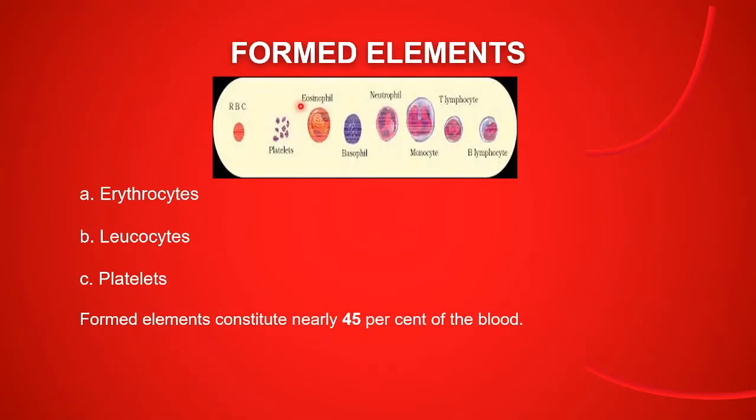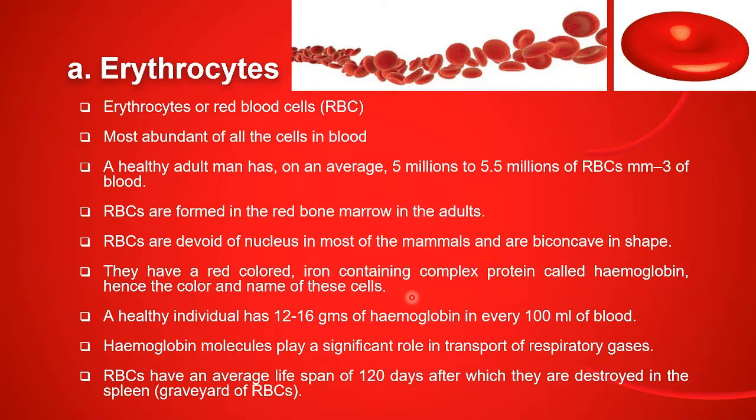Now secondly, the formed elements. If you see, there are 3 types of formed elements. These are erythrocytes, leukocytes and platelets. Formed elements constitute 45% of the blood. Firstly, we will see the first formed element, that is the erythrocyte. Erythrocytes are also known as red blood cells.